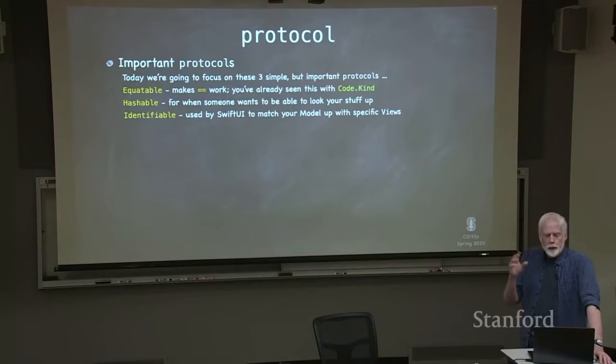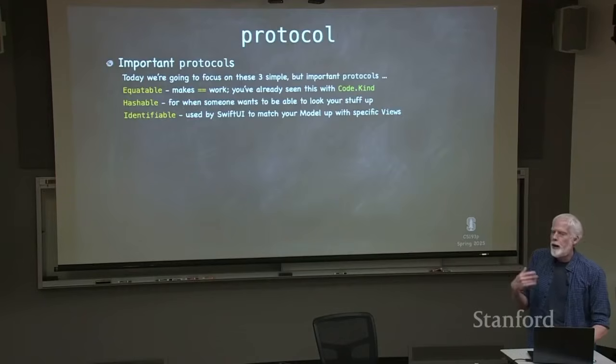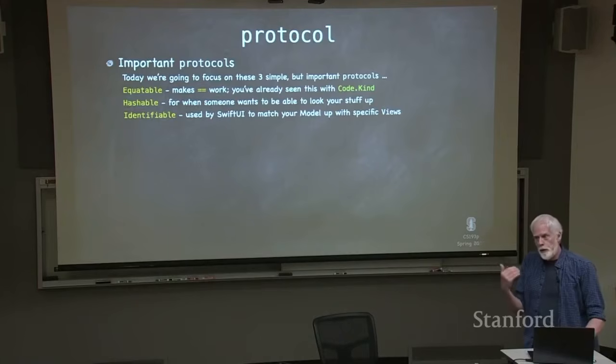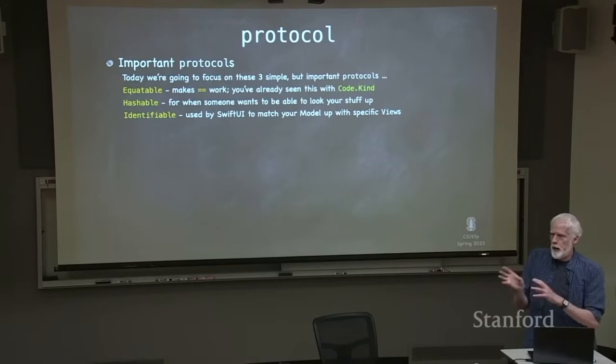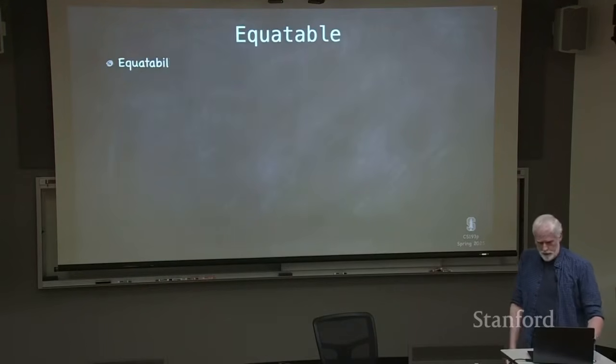So let's talk about three protocols that really are infused all through SwiftUI. They're not used that much, but when you come across them or when you need them, you need to know what they are. That's Equatable, Hashable, and Identifiable, right? Equatable makes the equals sign work. Hashable is when you want to put something in a dictionary or use something in the UI that needs hashable. And then Identifiable is really how SwiftUI is going to match up your model, which has structs in it, which don't have a really good sense of their identity, with the views that are in your UI. You need to match those up. We need to make our structs a little more identifiable.